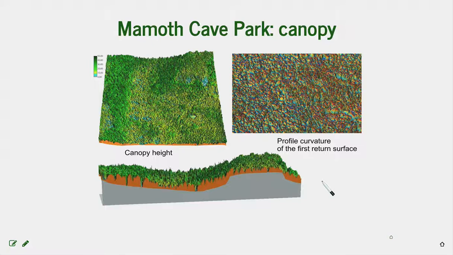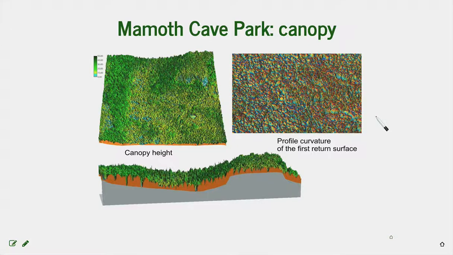So here is the sample of Mammoth Cave Park data. And you can see that this area has a very dense canopy. And these are the areas where the LiDAR really helps to reveal the surfaces that are not seen from the air, from aerial photography, and where the LiDAR provides superior advantage compared to anything that is based on imagery. So this is the canopy.